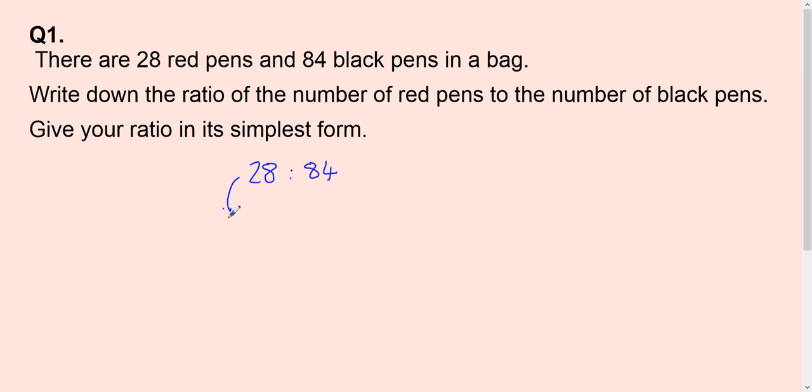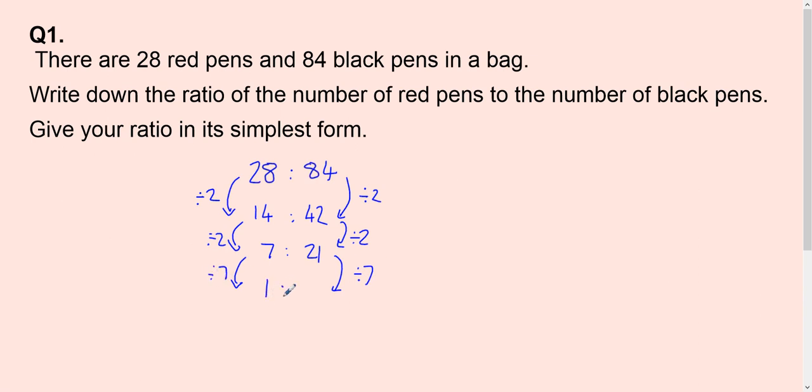So we need to divide each side by the same thing. First of all, I can tell they're even, so I can divide them each by 2 as my start point. That gives me 14 to 42. It's still even, so I can divide them by 2 again. If I do that, I get 7 to 21, and then I recognize 7 and 21 are both multiples of 7, so I can divide each side by 7. Gives me an answer of 1 to 3. If I ever end up with 1 at any point here, I know that is as simple as I can get. 1 to 3 is my final answer, worth 2 marks.